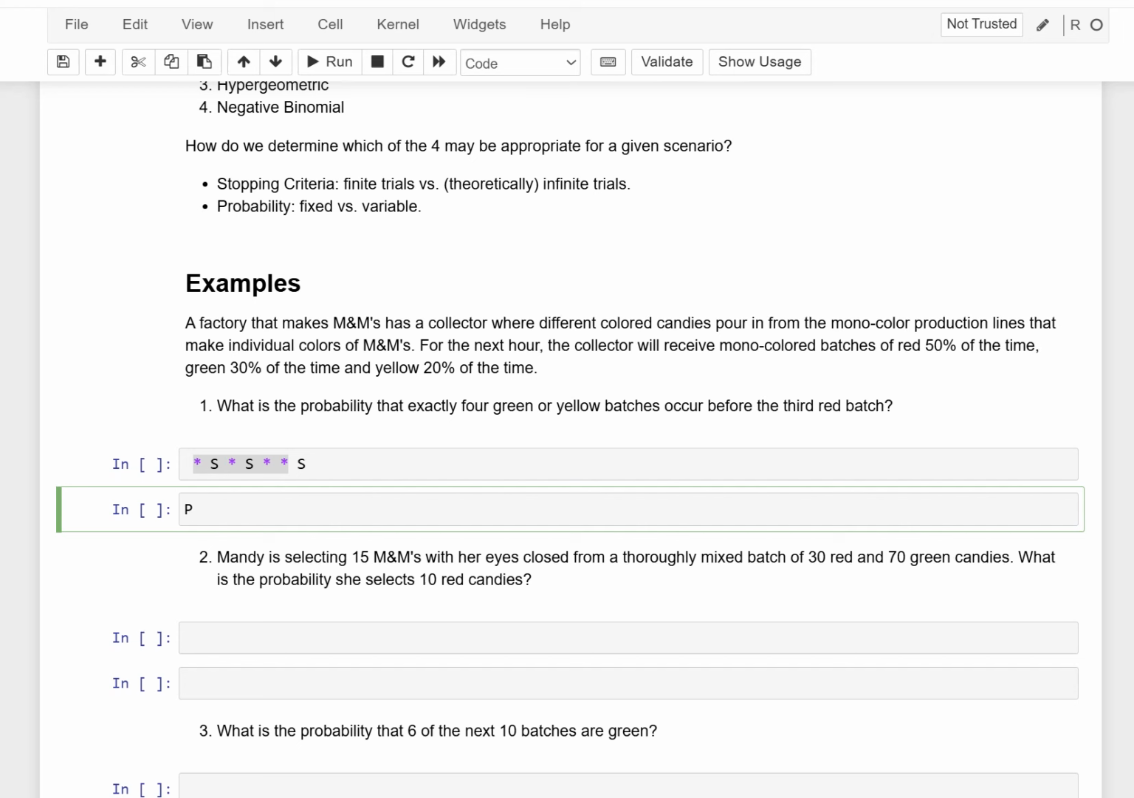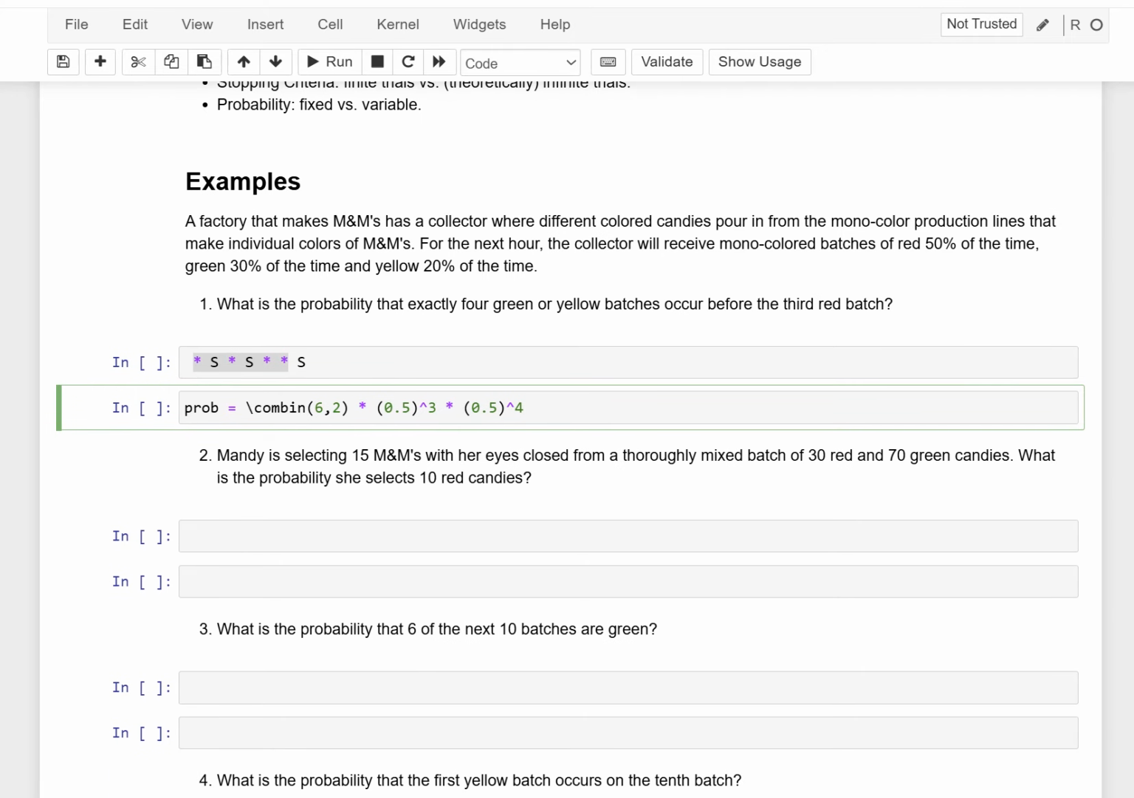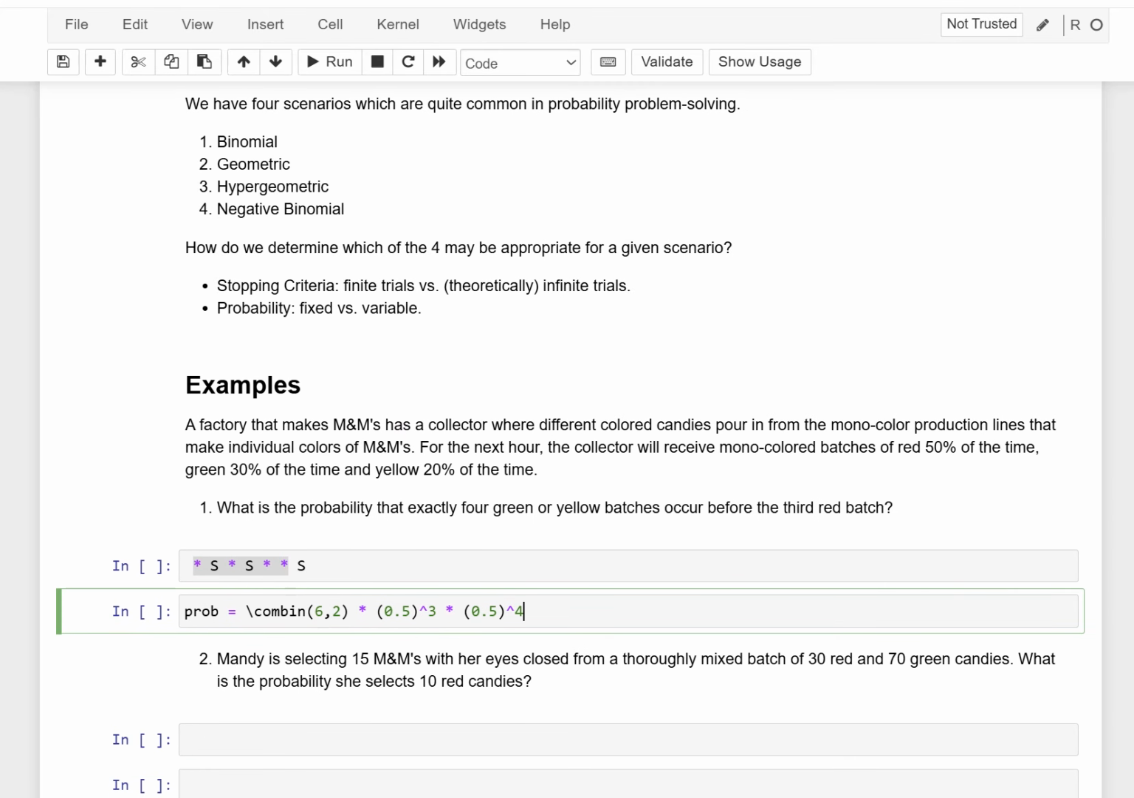So our probability here is going to be, let me do probability equals, and we're going to do combinations, right? So we're going to have to do combin, and we're doing six choose two out of the six slots. We're going to sprinkle in those two successes, times the probability of success. So the red batches are 50%, and we have to have three successes. So the exponent there is 3, and then the probability of failure is also 0.5. And there are 4 failures. And I'm going to pause the video because I did not put in a combinations line up here. So I'm going to have to do that quickly and come back to you.